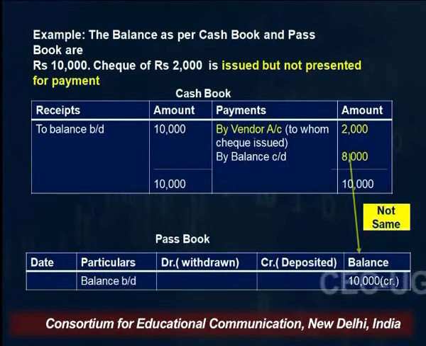Here the problem is that we have recorded this entry in the cash book, but the same entry is not recorded in the passbook just because this check is not presented for payment, and the balances of both the books vary. In this case, the balance of the cash book is 8,000, whereas the balance of the passbook is 10,000. So this is the reason that both the books vary in this case.